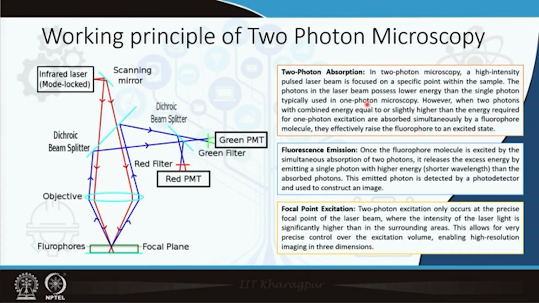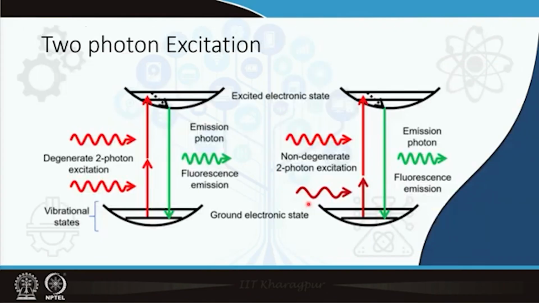So, this also reduces damage compared to a higher energy single photon. Fluorescence emission: once the fluorophore molecule is excited by the simultaneous absorption of two photons, it releases the excess energy by emitting a single photon with higher energy than the absorbed photons. The emitted photon is detected by a photodetector. So, here I think I need to tell you, usually in fluorescence the input photon is higher energy, the output photon is of lower energy.